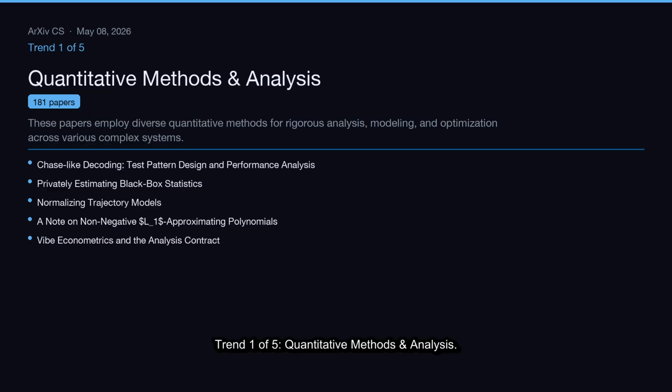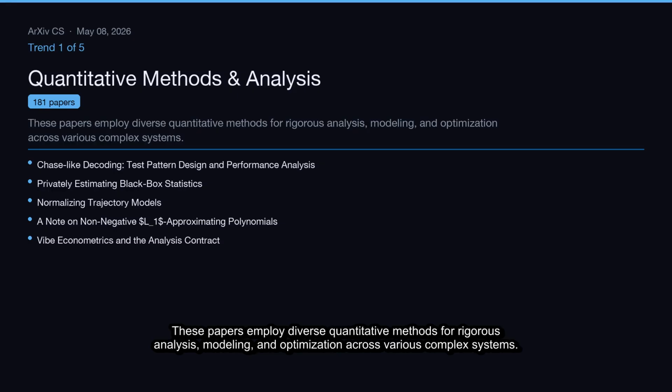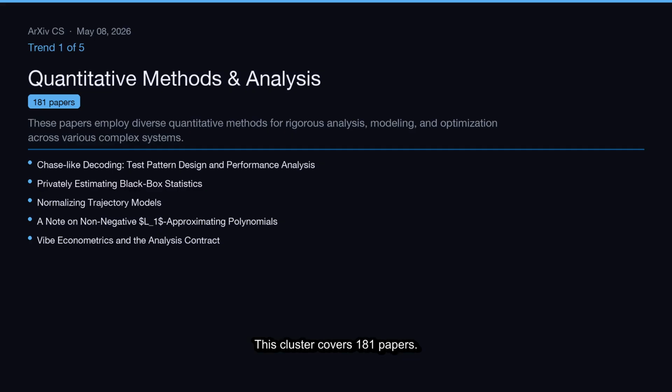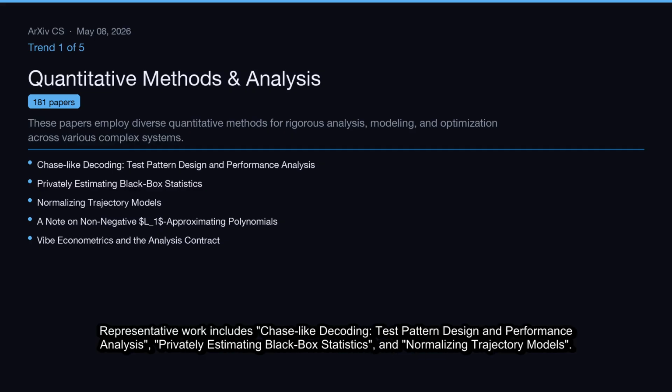Trend 1 of 5, Quantitative Methods and Analysis. These papers employ diverse quantitative methods for rigorous analysis, modeling, and optimization across various complex systems. This cluster covers 181 papers. Representative work includes chase-like decoding, test pattern design and performance analysis, privately estimating black box statistics, and normalizing trajectory models.